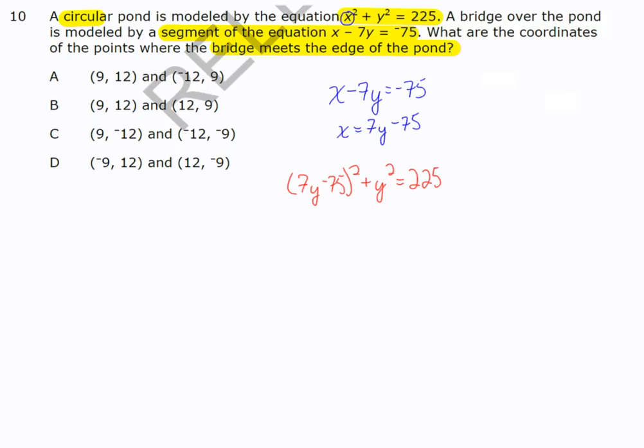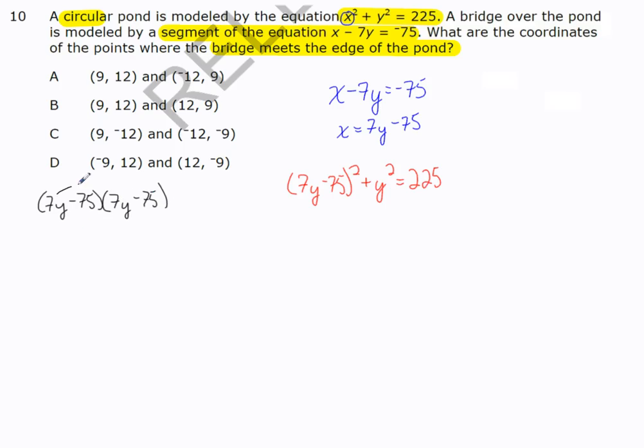Now I have to simplify this. In order to simplify it, I'm going to square this part. When you square this part, you have to multiply it by itself. You can't just square each individual part. It doesn't work that way. So we've got 7y minus 75 times 7y minus 75.